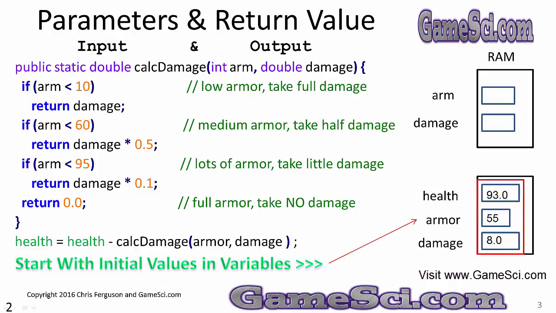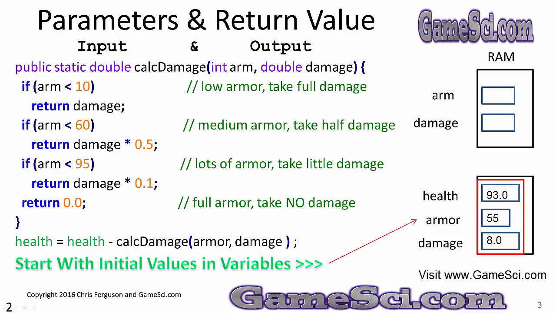So let's trace the code. Let's do a real video game example this time. We want to calculate damage. We all know damage is related to the amount of armor the player has. If the player has a lot of armor, then a shot to it will do little damage. If the player has little armor, then a shot to that player will cause lots of damage.